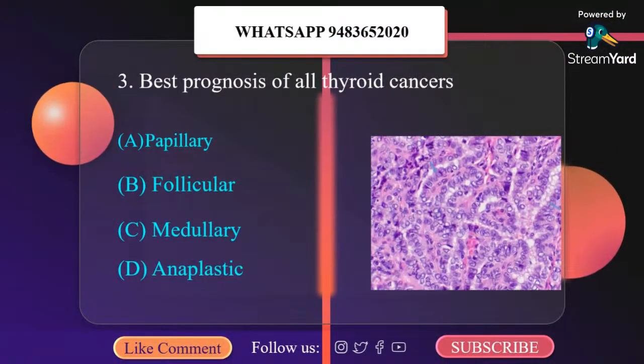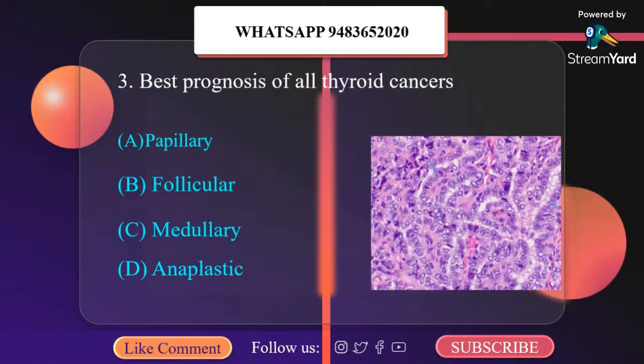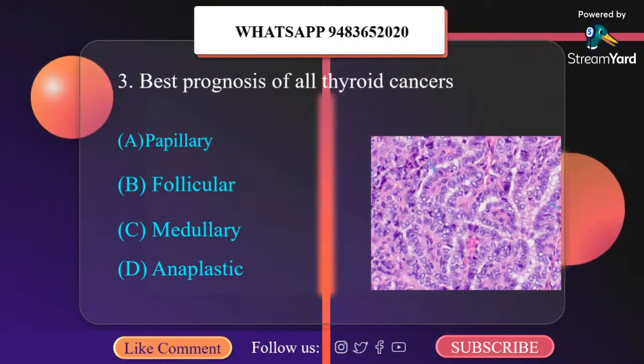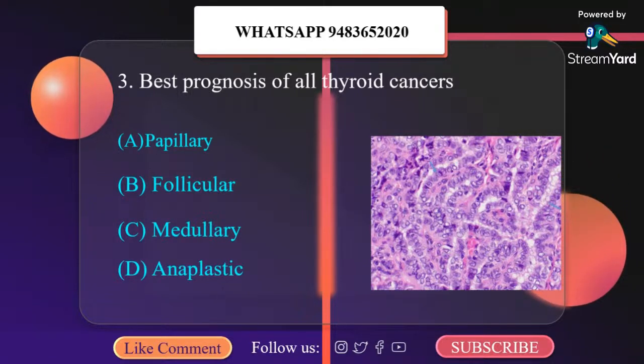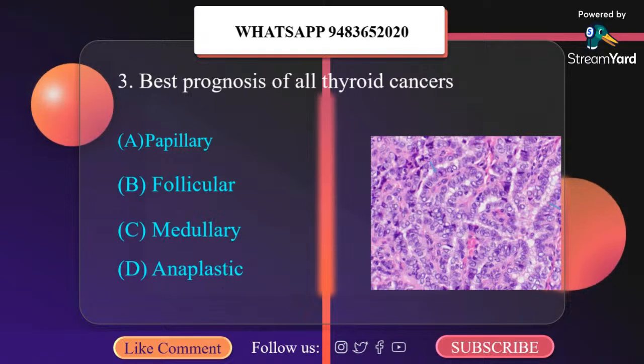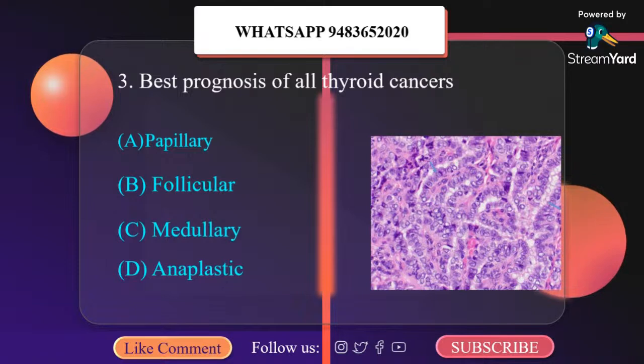Best prognosis for all thyroid cancers is A. Papillary, B. Follicular, C. Medullary, and D. Anaplastic. So the best prognosis for all thyroid cancers is papillary cancer, and the worst prognosis is anaplastic cancer. So the correct option here is A, papillary cancer.